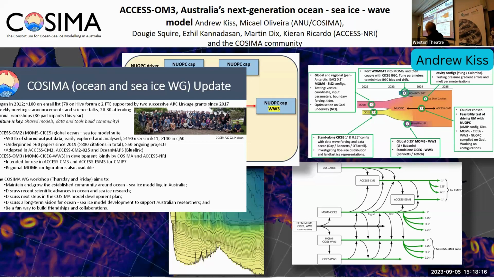Okay, so ACCESS-OM3, we're upgrading the ocean model from MOM5 to MOM6, to take advantage of all the advantages that we saw in Bob's talk earlier today. The sea ice is being upgraded to CICE6. That includes a floe size distribution, and we're also adding WaveWatch 3. And so WaveWatch 3 will make waves which crash into the ice, which will break it up into small pieces, which we can represent with floe size distribution.